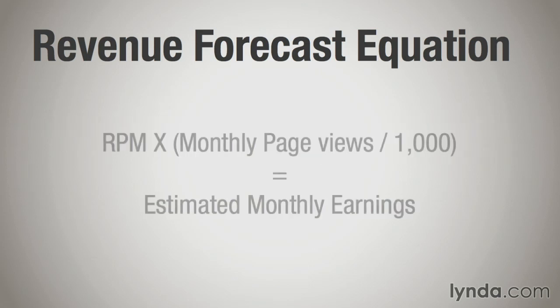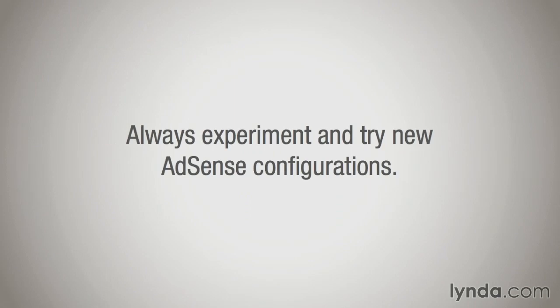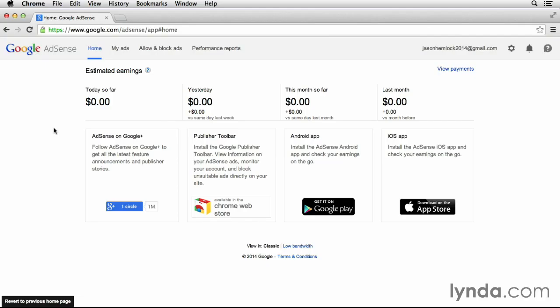With those two numbers, we can use a simple equation to forecast our future monthly earnings. If we take our average RPM, multiply it by our average monthly page views divided by 1,000, we will get a forecast of monthly revenue from AdSense going forward. Lastly, each website and blog is different, so as you use AdSense, make sure that you're always experimenting and trying new configurations to discover which methods and strategies work best for your particular website.